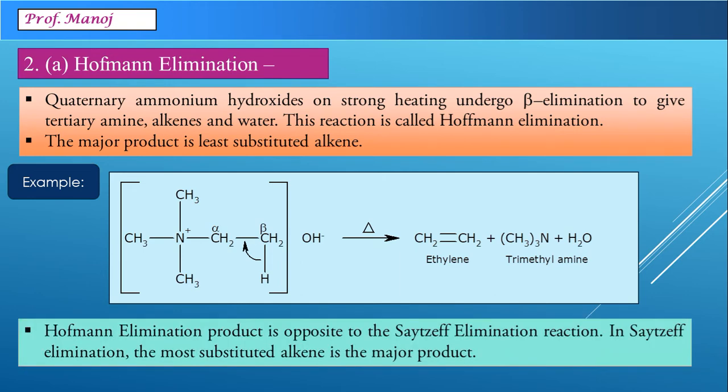Hofmann elimination products are always opposite to Saytzeff elimination products. In Saytzeff elimination, the most substituted alkene is the major product, while in Hofmann elimination, the least substituted alkene is the major product. Saytzeff elimination takes place for alcohols and haloalkanes. Hofmann elimination takes place for quaternary ammonium hydroxides. So the rules are exactly opposite of each other, although the mechanism both follow is the E2 mechanism only.